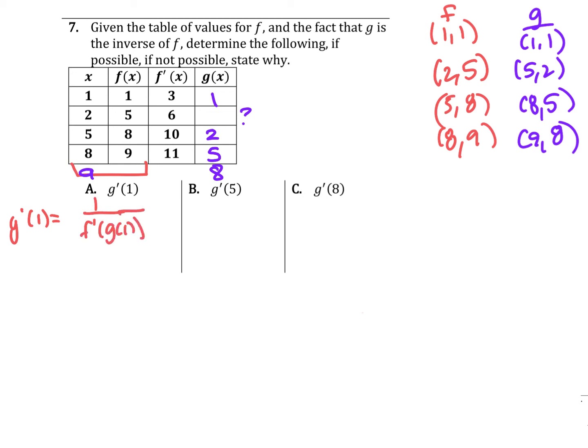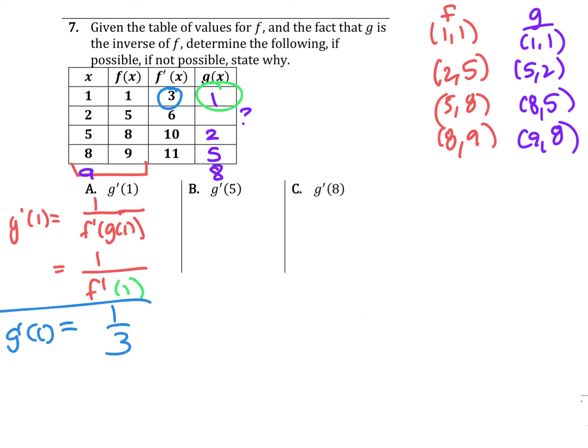of 1. If I look at my table, g of 1 is 1. So I need 1 over f prime of 1, which I can also find in the table. F prime of 1 is 3. So g prime of 1 is 1 over 3, 1/3.